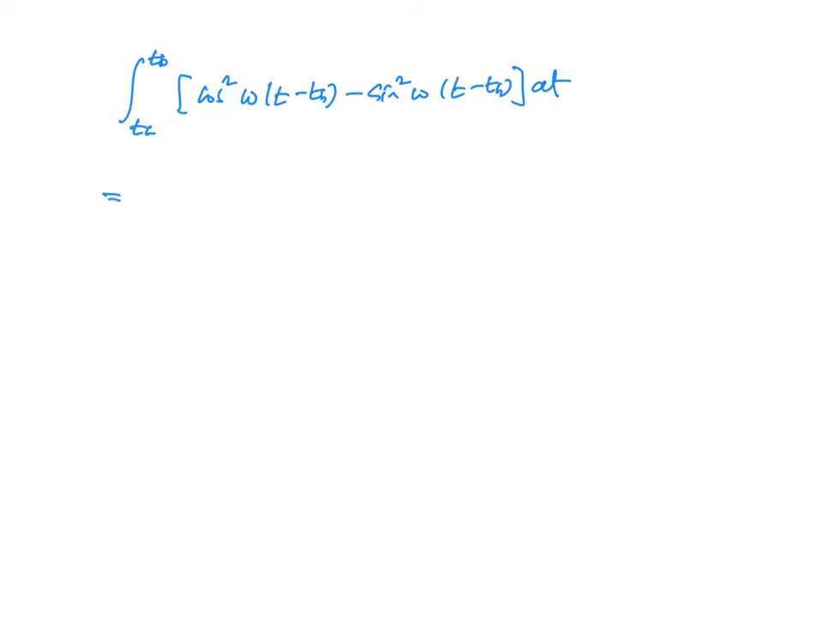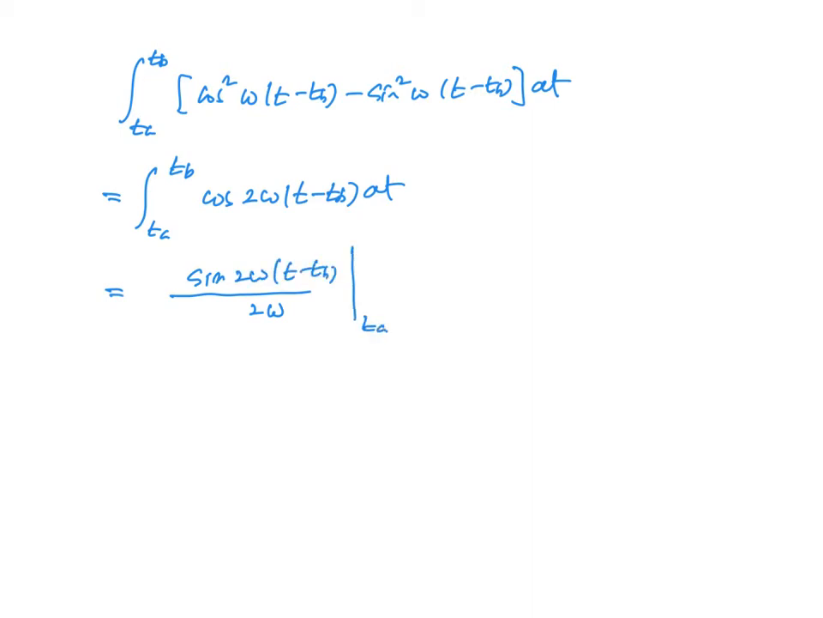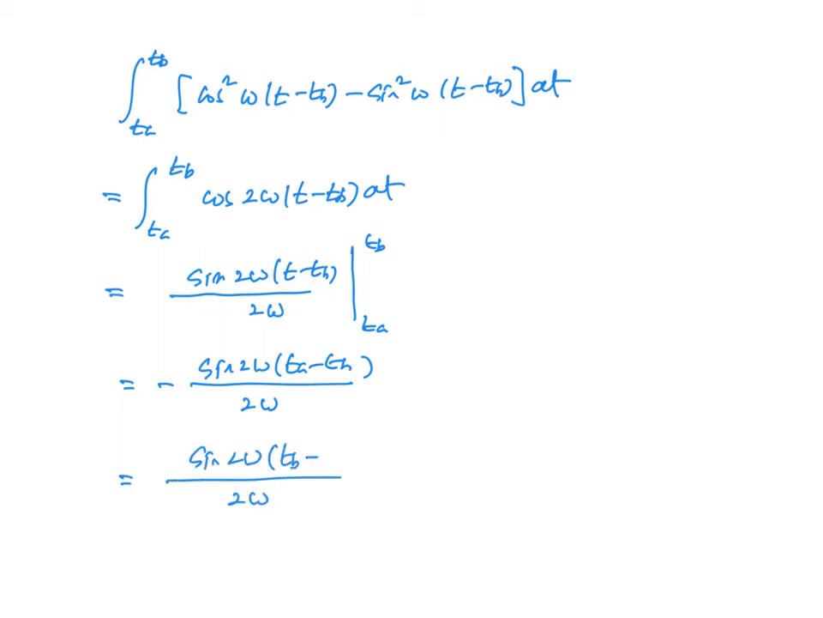Again, we have the integral from ta to tb of cosine 2 omega (t minus tb) dt, which is 1 over 2 omega sine 2 omega (t minus tb) evaluated from ta to tb. That is minus 1 over 2 omega sine 2 omega (ta minus tb), the same as 1 over 2 omega sine 2 omega (tb minus ta), which is 1 over omega cosine omega (tb minus ta) sine omega (tb minus ta).